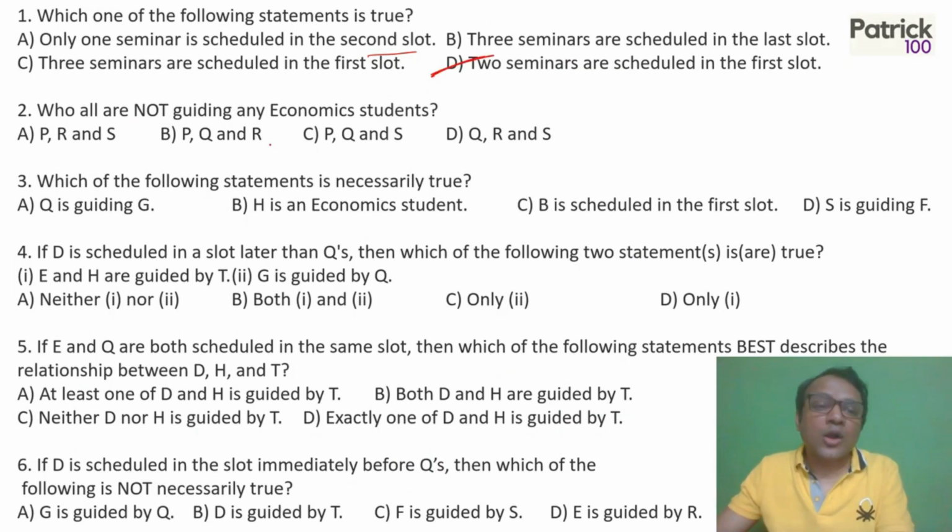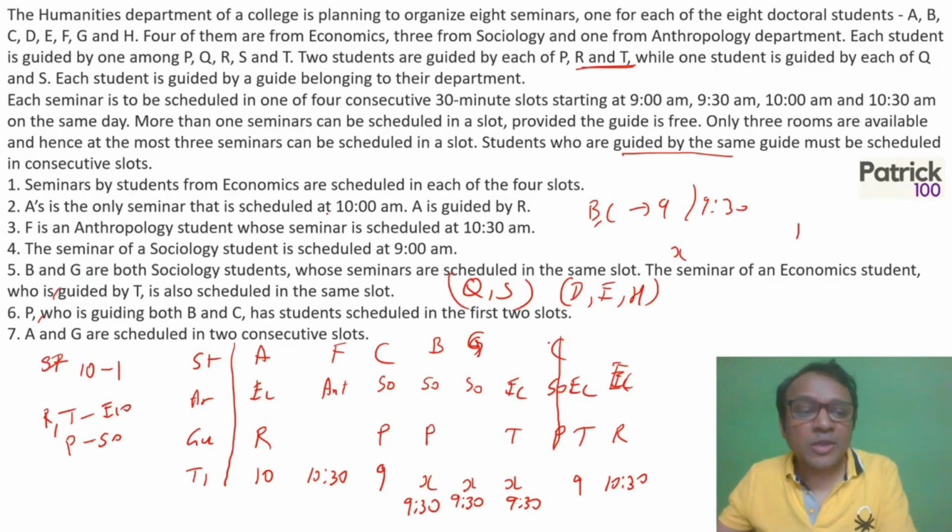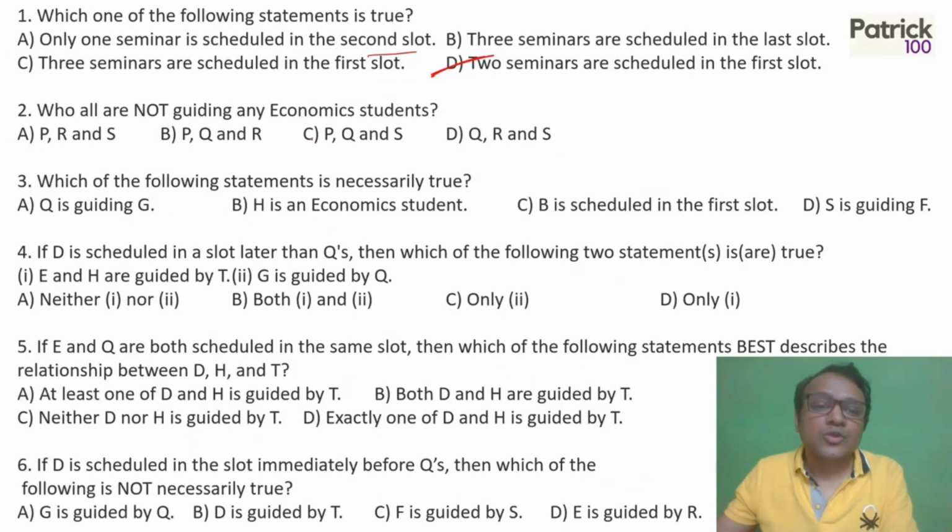Who all are not guiding any economic student? We know the economic students are guided by R and T, so P, Q, S. R and T guide economic students, so the rest will not be guiding economic students, so P, Q, S. Which of the following statements is necessarily correct?